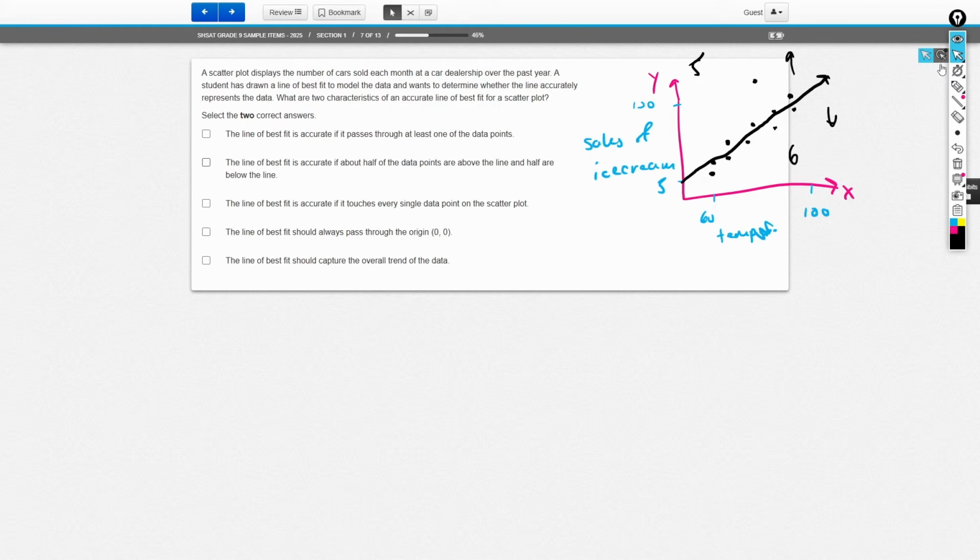So choice 1, the line of best fit is accurate if it passes through at least one of the data points. That's false, right? You can see here that it's a linear relationship, but a student can draw a line of best fit incorrectly, and he can draw the line going down like this. Sure, that line passes through one of the points, but it's in the wrong direction. If we extend it like this, it's saying that as the temperature increases, the number of ice cream sales would decrease, which is not what our data points here show, okay? So that's wrong. We're not selecting that.